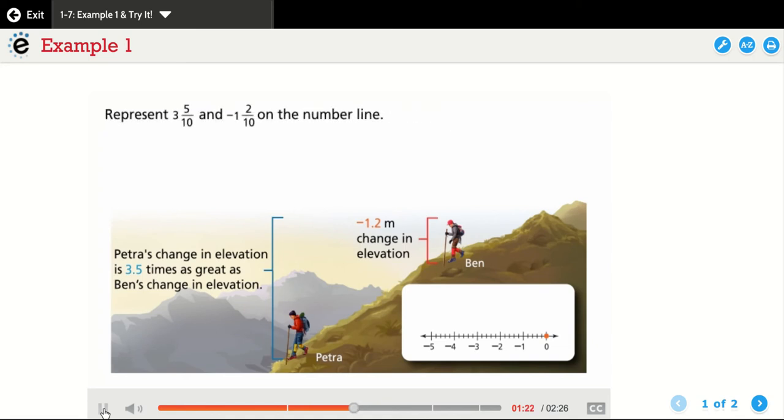Represent both numbers on the number line. -1 2/10 is the change in Ben's elevation. Petra's elevation change is 3 5/10 times as great as Ben's. That means we can count 3.5 groups of -1 2/10 for Petra's change.